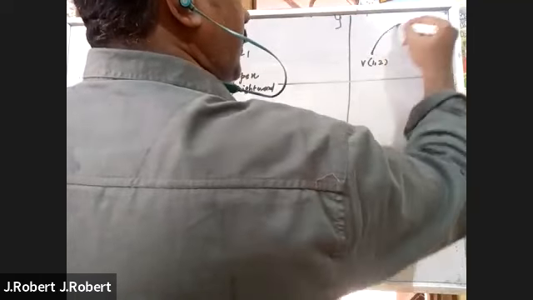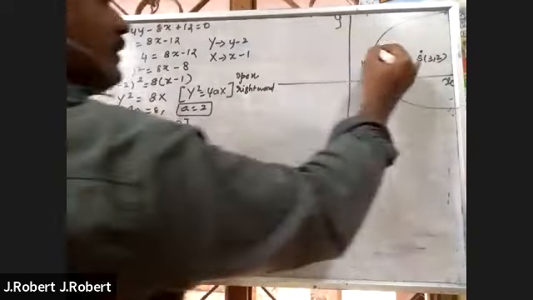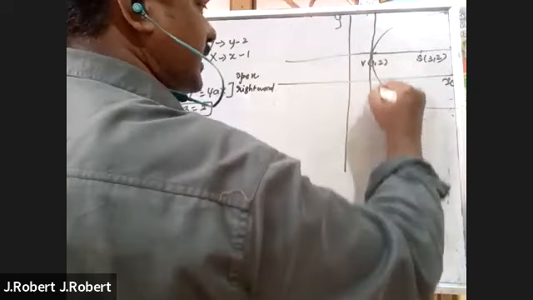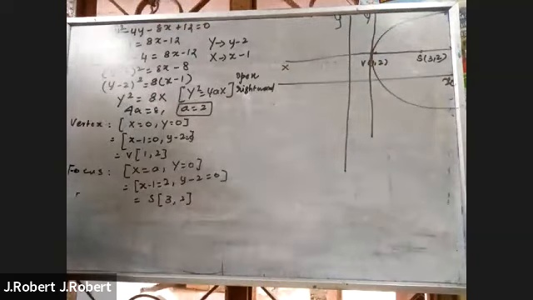So now you draw the diagram like this. It is open rightward. Okay. So now you can just draw this. This is x axis, capital X. This is capital Y. Now you find out the equation of directrix.